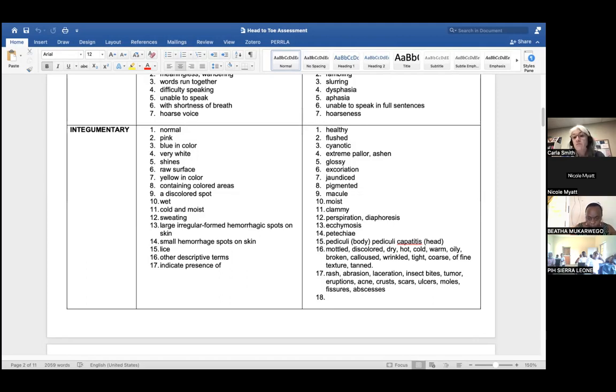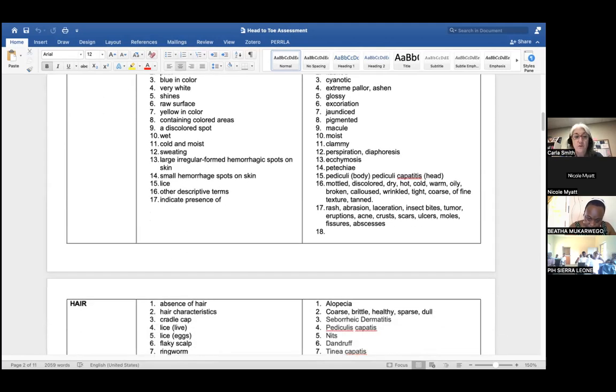When you're looking at rashes or abrasions, you could be looking at insect bites. You could be looking at tumors. There are so many terms here for integumentary. When you write that somebody's skin is intact, think about all of these other adjectives you can be using to describe what that skin looks like. Because if somebody's unhealthy, you are going to see changes in their skin. Okay, and it's really good to make notes of those.